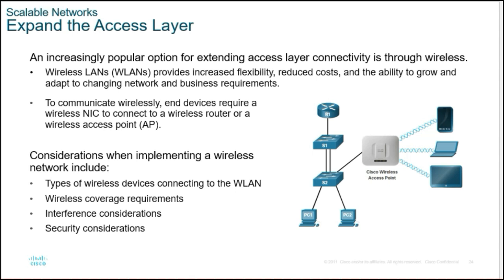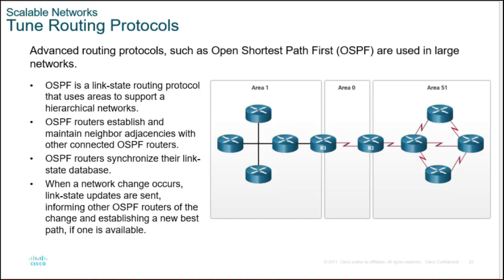So dalam designing the wireless connectivity, we need to carefully select the type of wireless devices, the coverage requirements, and consider any interference in our building. So ni perlu ada heat map lah. Then also the security considerations.